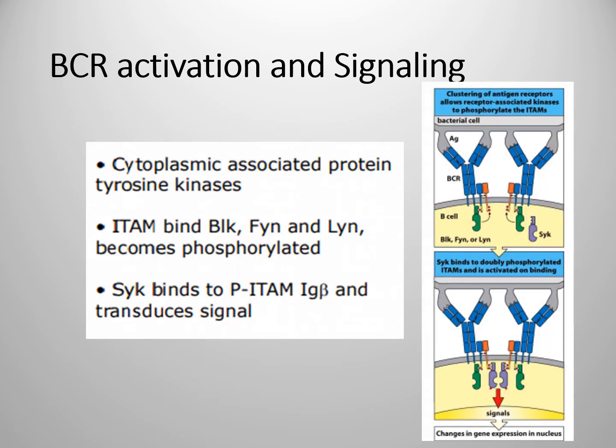Clustering of the antigen receptors allows receptor-associated kinases to phosphorylate ITAM. ITAM binds to BLK, FYN and LYN and becomes phosphorylated, as you can see here. To this phosphorylated ITAM, SYK binds and results in signal transduction, which results in change in gene expression in the nucleus.